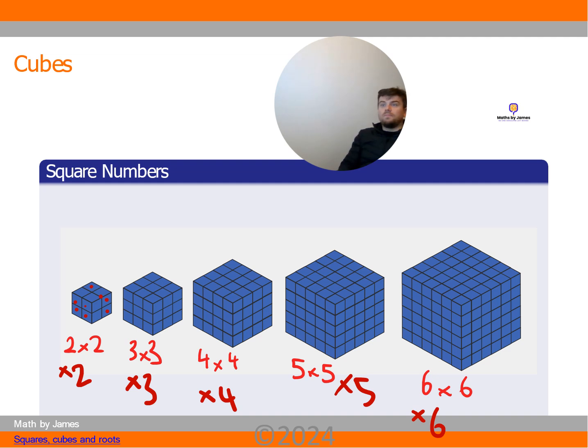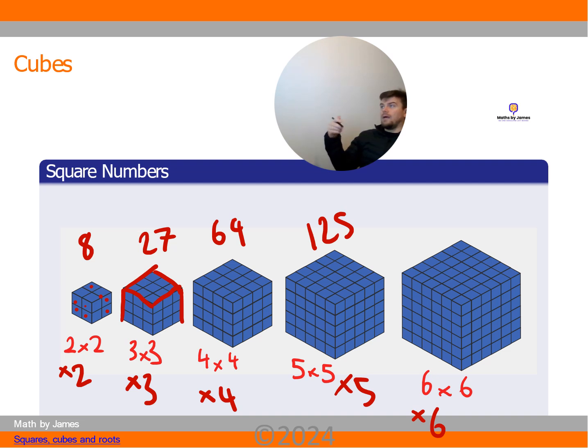So for example, we've got 3, which is our length. We've got our area, which is 3 times 3, and we've got our volume, which is cubed. So it's cubic. It's thinking here how much goes in. So we've got 8, 27, 64, 125, and so on with that.